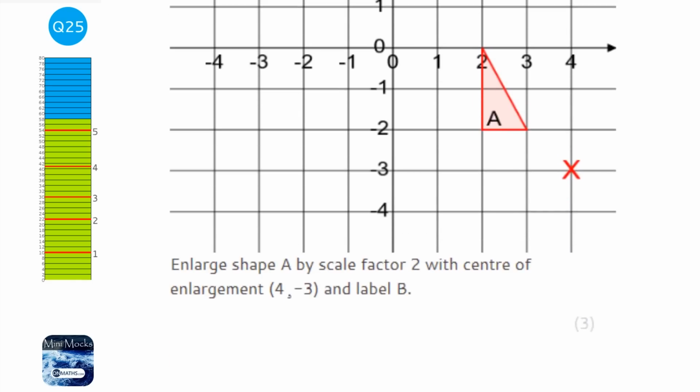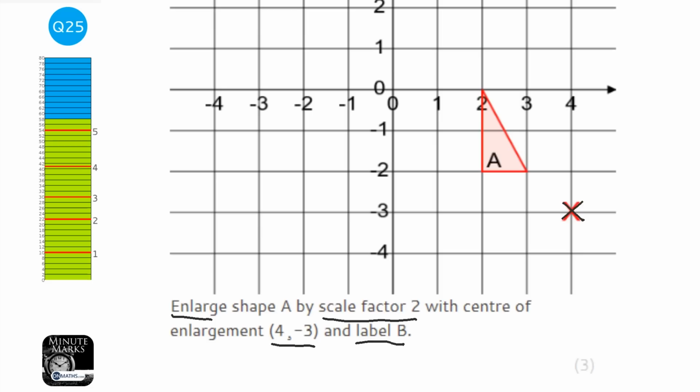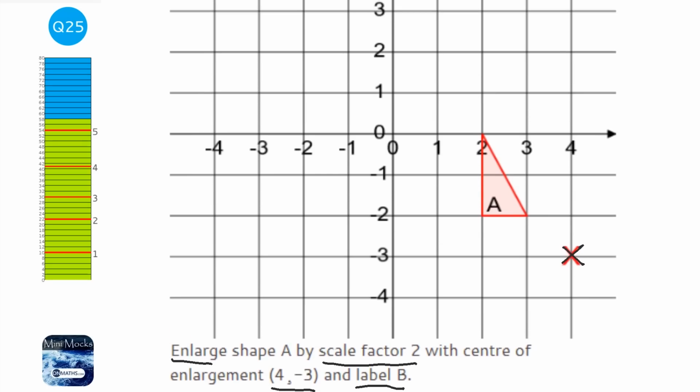Okay, so we're asked to enlarge this shape by scale factor 2, centre of enlargement at (4, -3), and then we've got asked to label it B. Okay, now we have the centre of enlargement shown for us, but sometimes you won't be, so that might be the first thing you do, is just put a little cross where the centre of enlargement is. And to do this, there are 2 ways of doing this. There's a way where you draw the ray lines on. So you would draw the lines on like so, and that's absolutely valid technique.